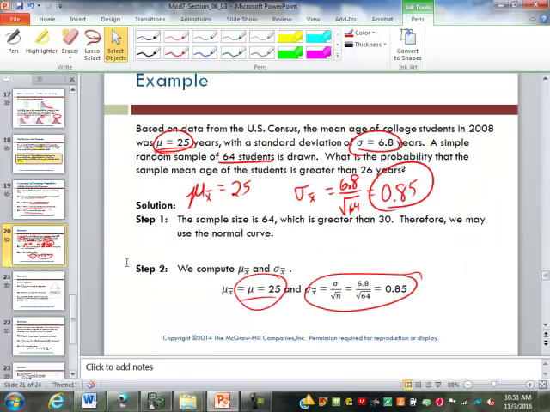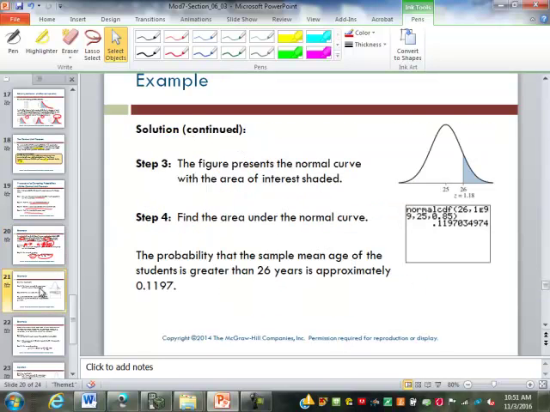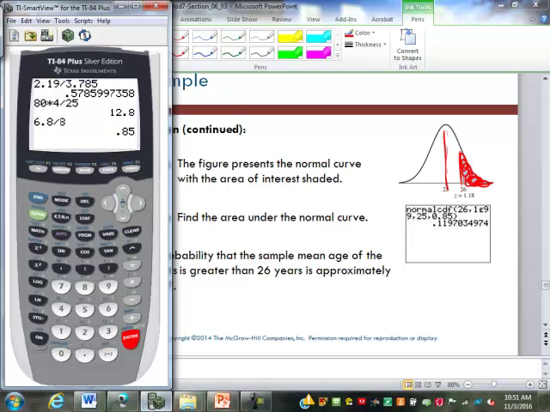So it asked us, what is the probability that a randomly selected sample of 64 has a mean that is greater than 26? Here, the mean for the distribution is 25, so 26 is greater than the mean. It's over here, and we're looking at the probability of being greater than 26. That's that area.